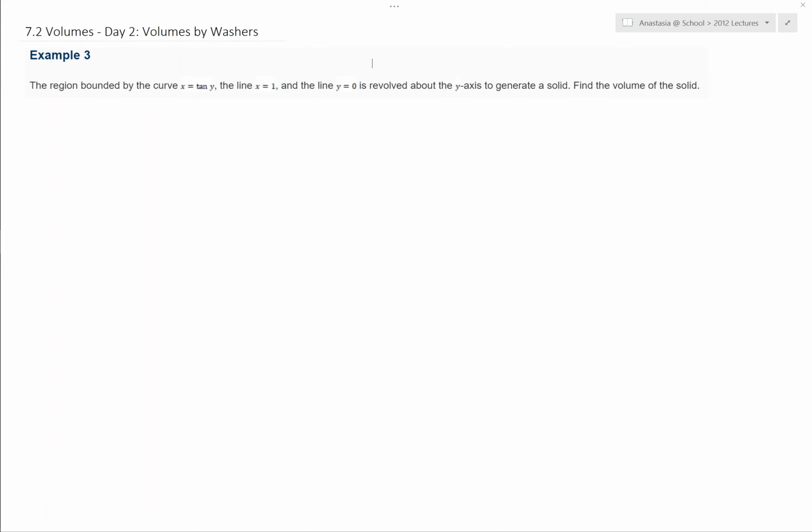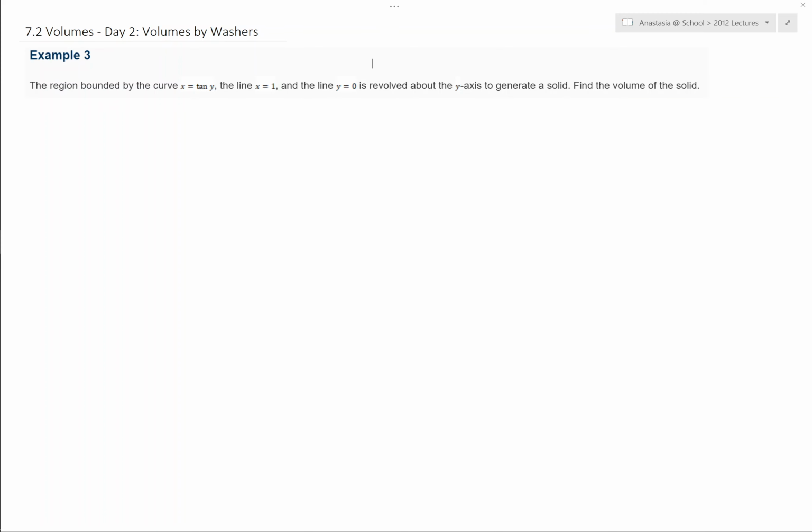Now this is really just an extension of the disk method, because with the disk method we end up with cross-sectional areas that are disks or circles. So we have one radius that we need to find. With the washer method, we end up with cross-sectional areas that look like a washer. So we have an outer radius and an inner radius that we need to find.